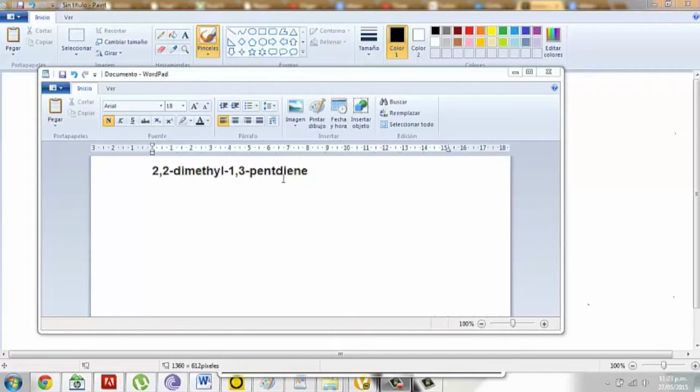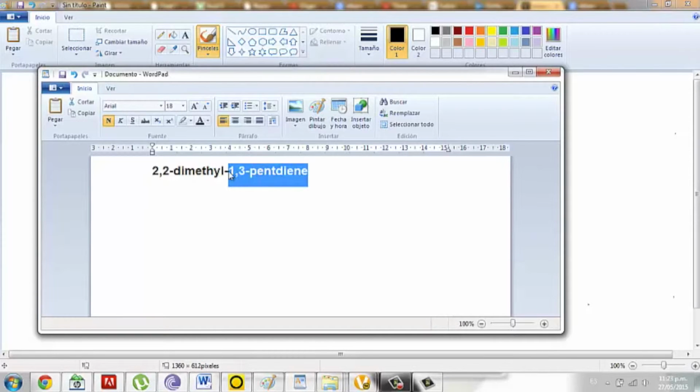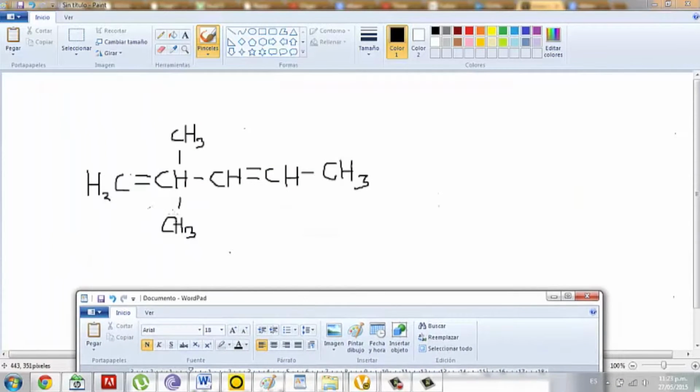First, we can see that it's a pentadiene. So it's going to have 5 carbons with 2 double bonds in the carbons 1 and 3. So we can see it. We have them right here.